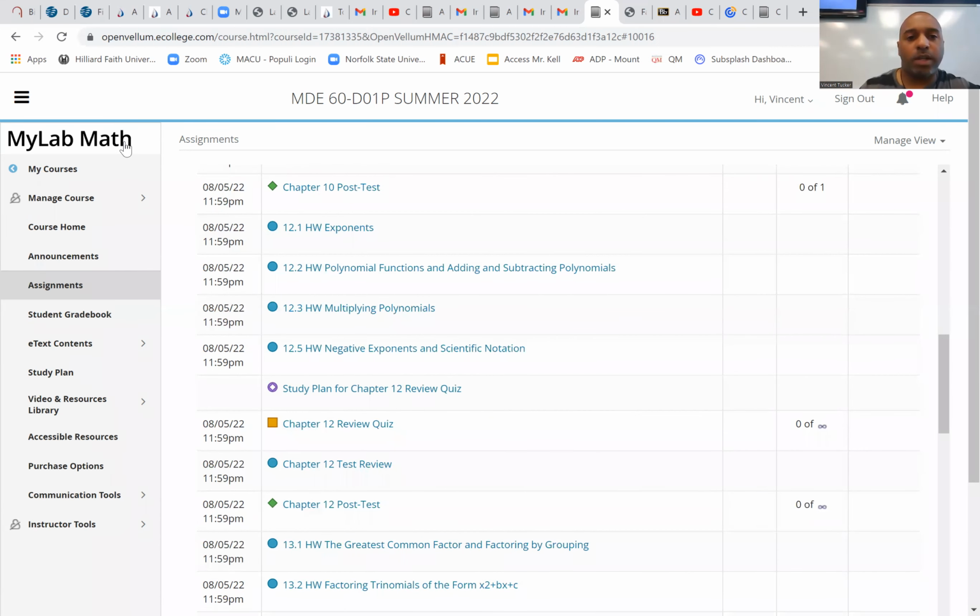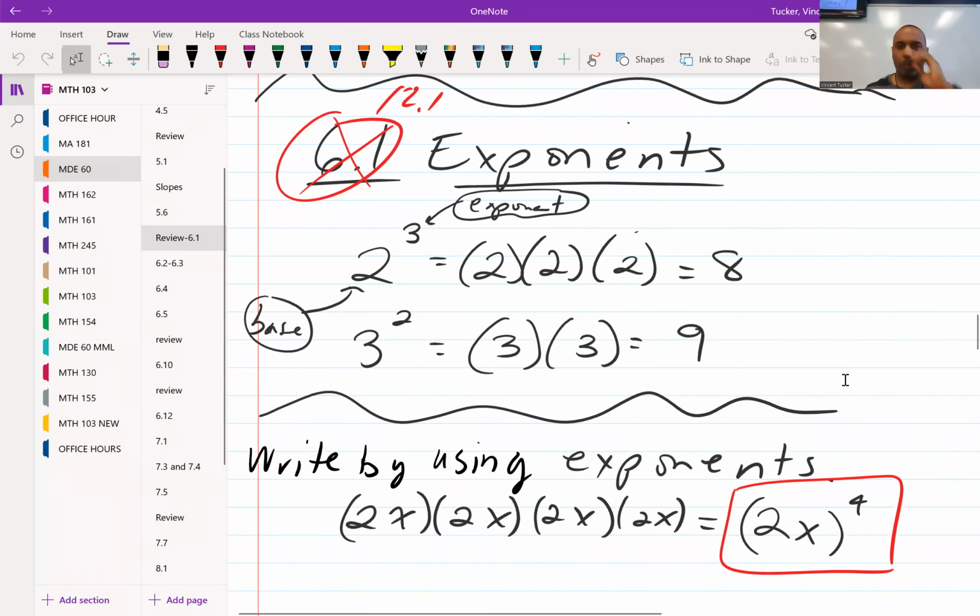All right, so let's look at exponents. So 12.1, exponents. When we look at 2 to the third power, I highlight this where I want the base, the bottom number right here. The regular size number is your base. And then the other number, the superscript number up to the right, is your exponent.